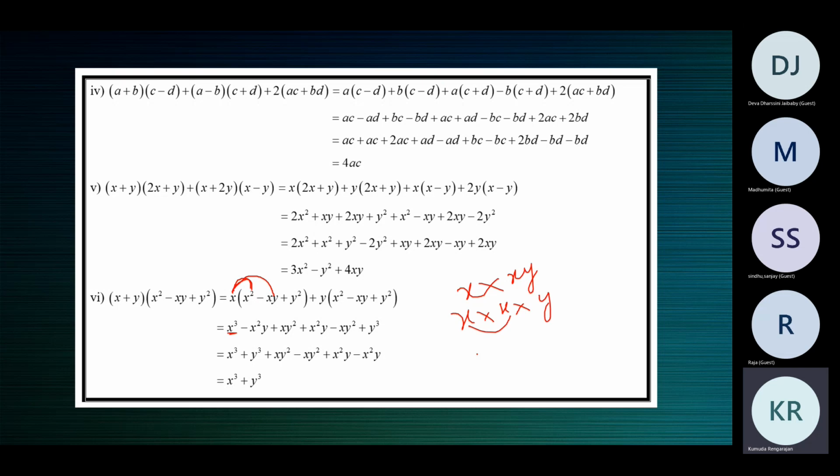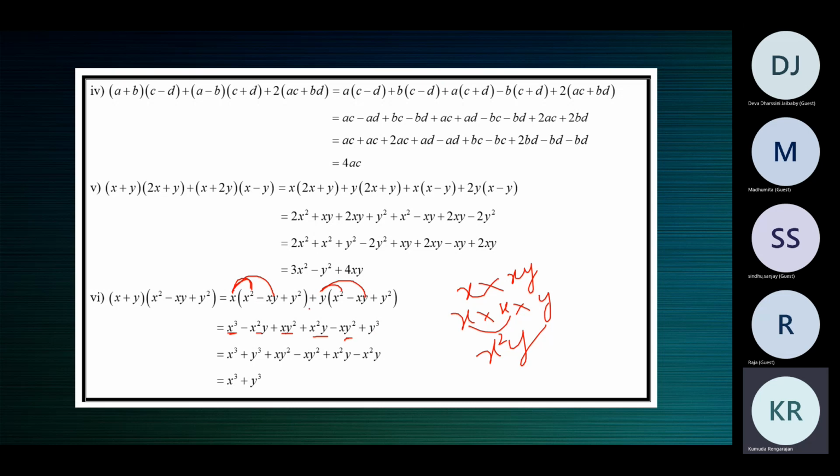So x into x is x square, and y. X into y square is xy square. Y into x square, you can write y x square or x square y, any order. Y into xy is xy square. Y into y square is y cube.